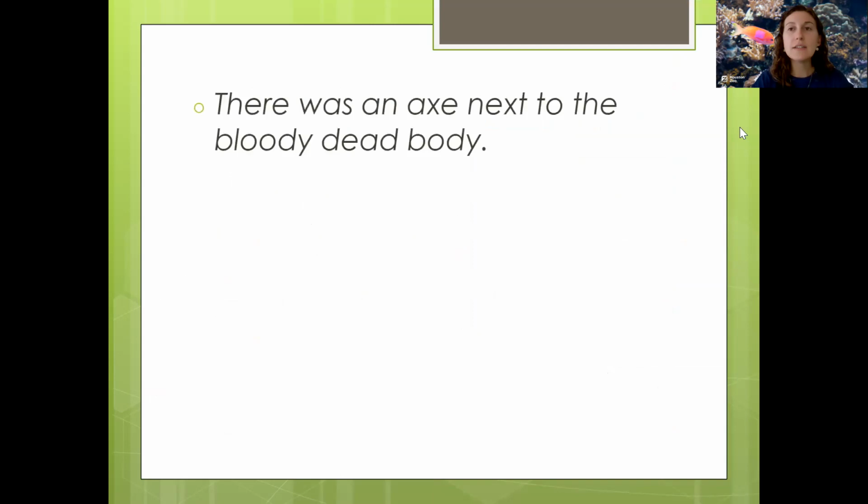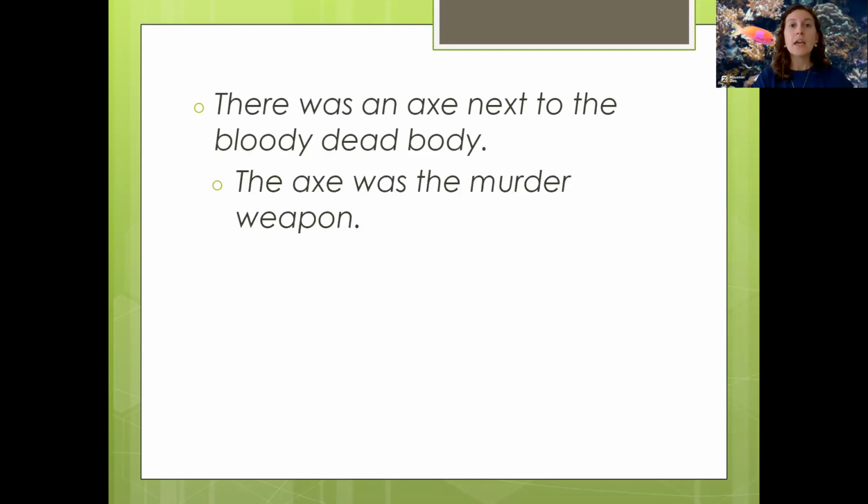So for example, this is an objective observation: there was an axe next to the bloody dead body. Good morning, we're just watching this in the morning. That is an objective fact, right? There's no beating around the bush. There is an axe and it's next to the bloody dead body. An inference, hypothesis, or prediction from that could be the axe was the murder weapon. There is no way for me to prove that. It's an inference, right? It's not a fact. Somebody could have been killed another way, and then a lumberjack walked by and dropped off an axe next to the bloody dead body, right?